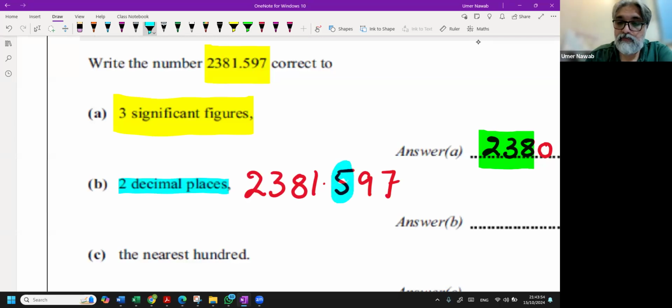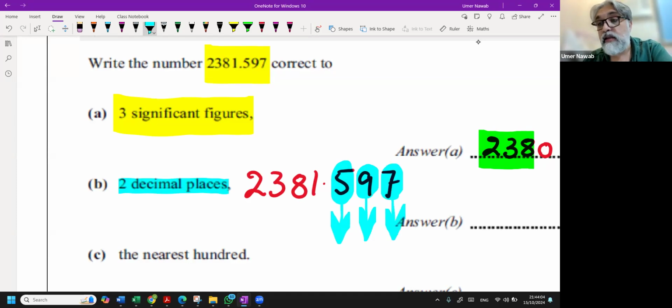This 5 is located at the first decimal place. 9 is located at the second decimal place. 7 is located at the third decimal place. So how many decimal places do I want? I want to stop at the second decimal place. Now, what is written after 9? 7. So this 9 will be increased by 1 and it becomes 10.